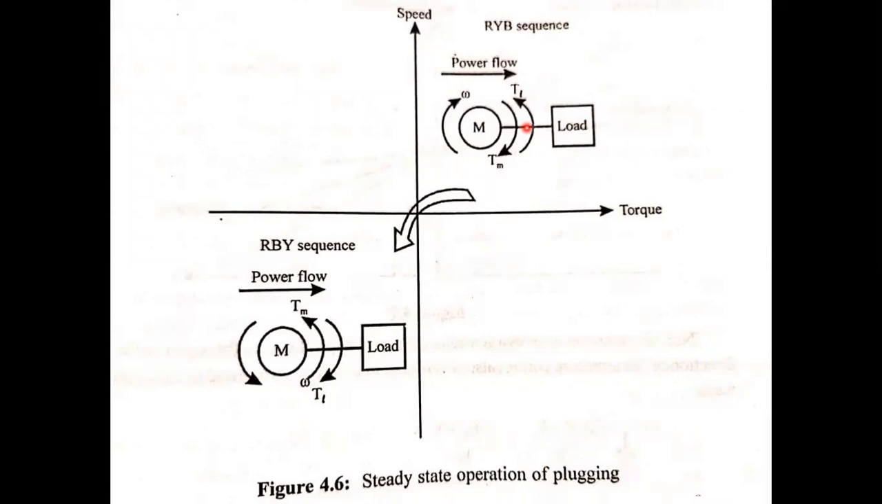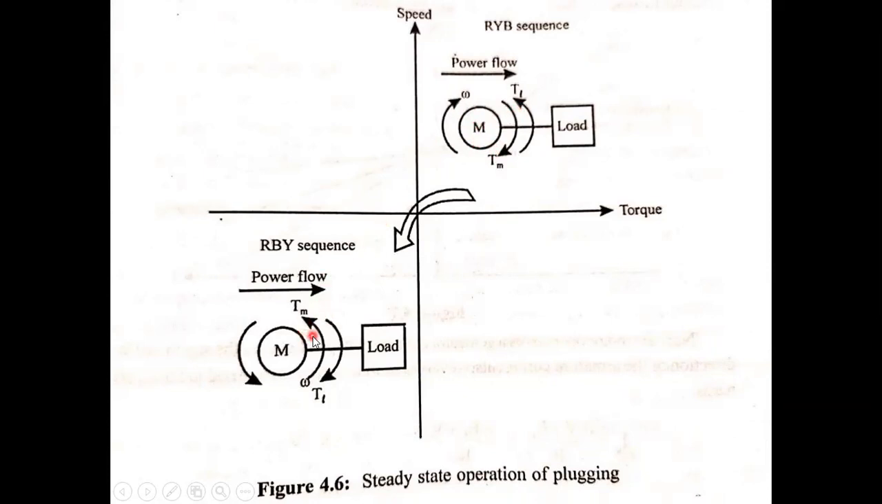So this is about the plugging method. The main concept is that it operates under first and third quadrant operation. Here the load torque is in this direction and the prime mover torque is in this direction. The rotor rotates in the same direction as the prime mover torque, clockwise. Electromagnetic torque and motor rotation are both in the same direction, clockwise. That's called forward motoring application.